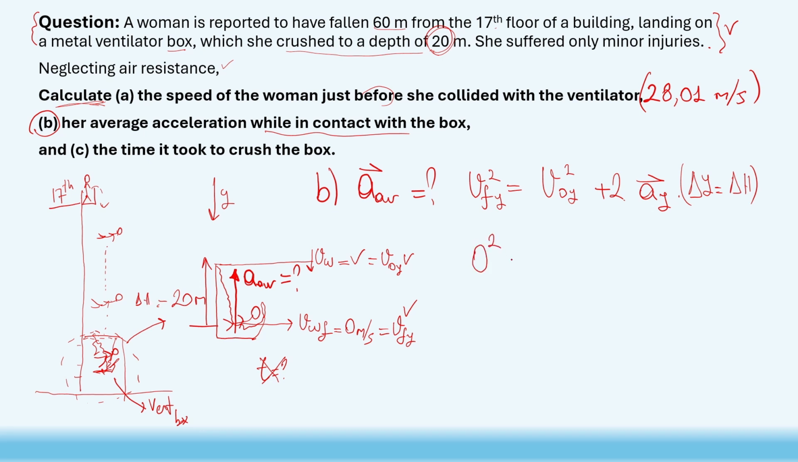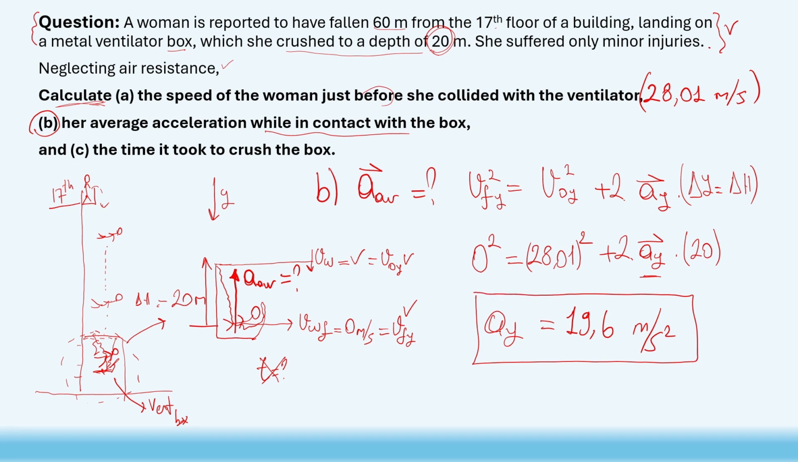Final velocity is 0, so 0 squared equals initial velocity, which is 28.01, so 28.01 squared plus 2 times acceleration times 20. If you notice, there is only one unknown in the equation, so it can be easily solved. The acceleration value affecting the woman is 19.6 meters per second squared. So, the acceleration value acting on the woman during the accident was 19.6 meters per second squared. In addition, the direction of the acceleration is opposite to the woman's direction of motion. Thus, we have found the answer to the second question asked of us to be 19.6 meters per second squared.